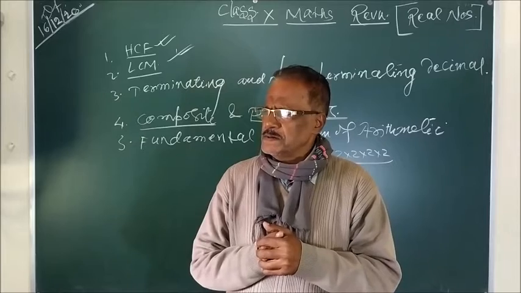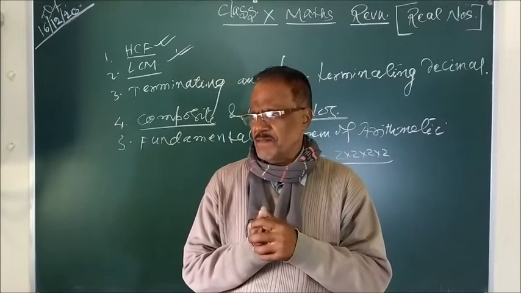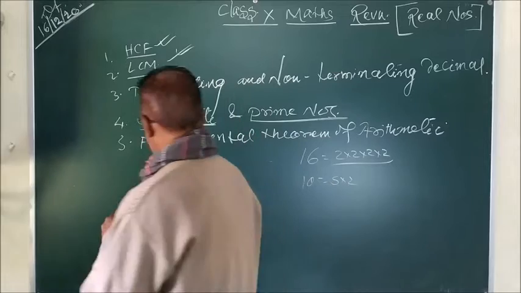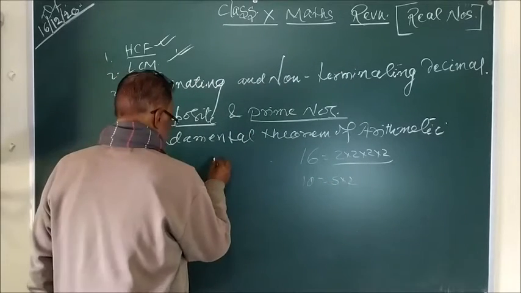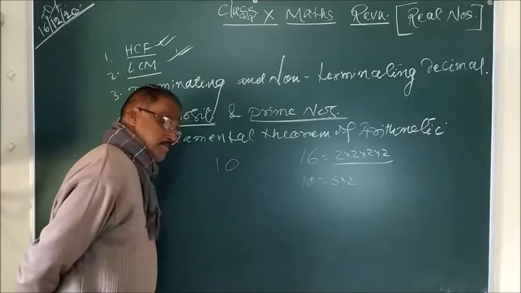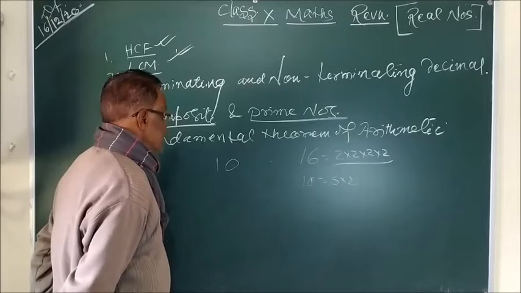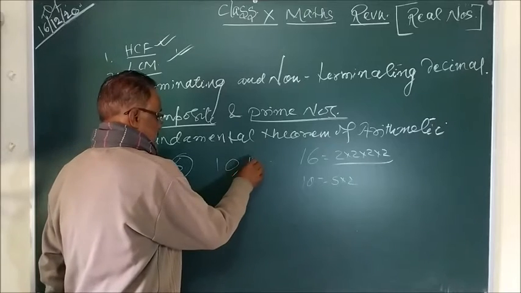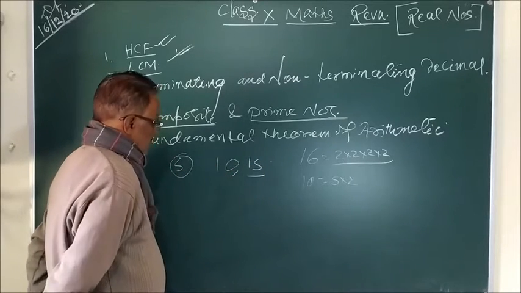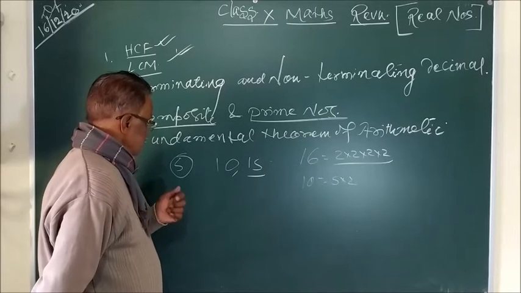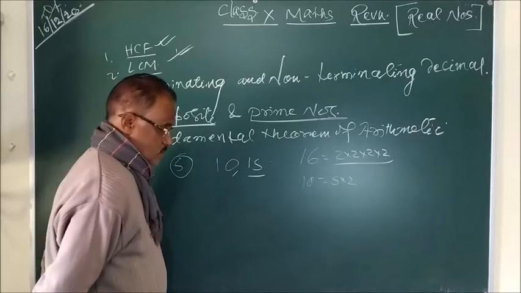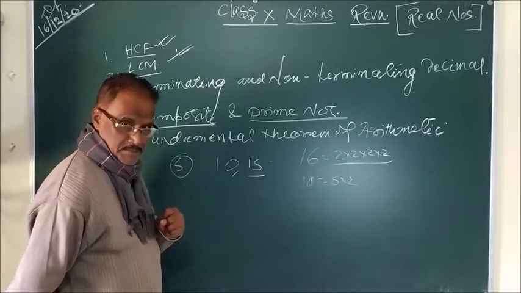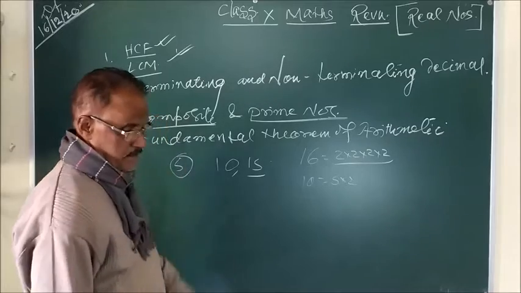HCF means, what is the largest number, the greatest number, the biggest number which can divide the given number. Suppose 10. If I ask you what is the biggest number which can divide 10, your answer will be 5. Suppose 10 and 15, two numbers. If I ask you what is the largest number which can divide both 10 and 15, your answer will be 5. Means 5 is the largest which can divide the given numbers. That is the meaning of HCF.